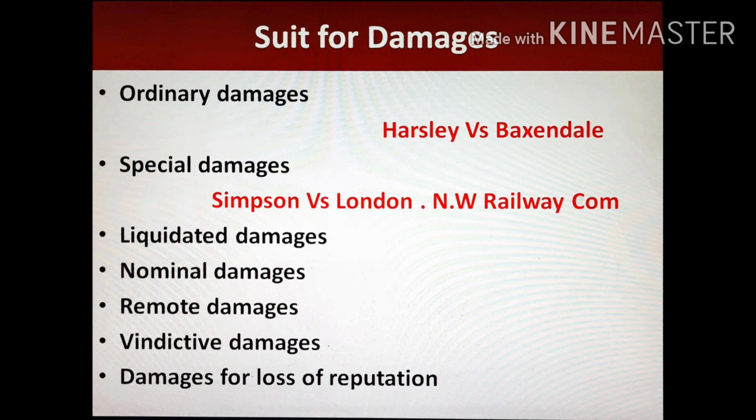Next, liquidated damages. Liquidated damages are one step ahead of the special damages. Here, the intimation with respect to loss sustained by delay is not only informed in advance, but the quantum of compensation to be paid is also intimated in advance.